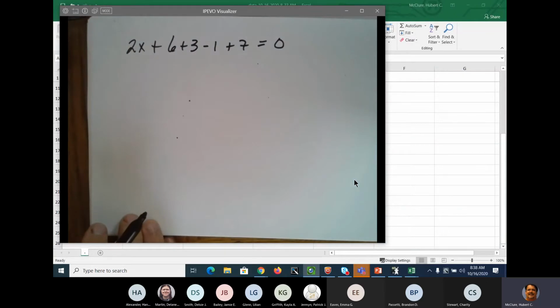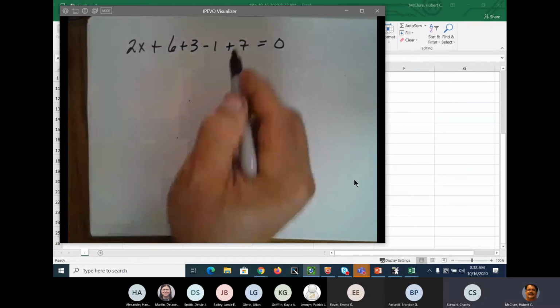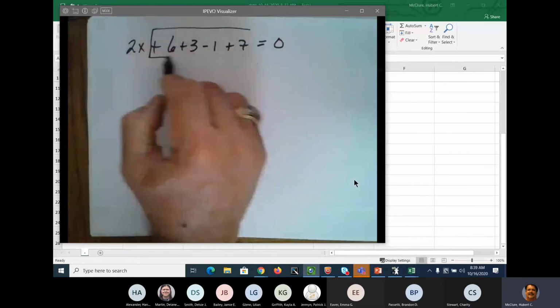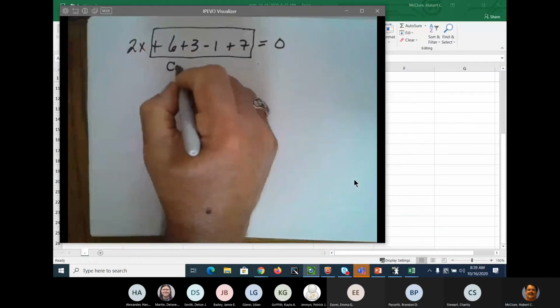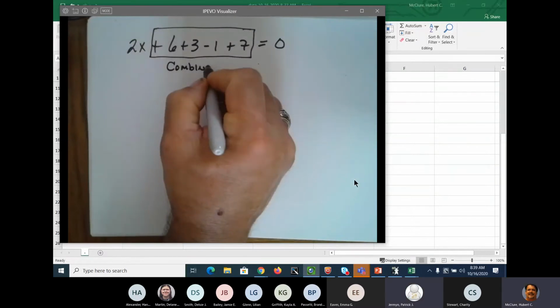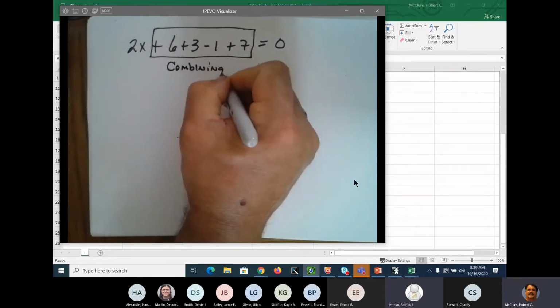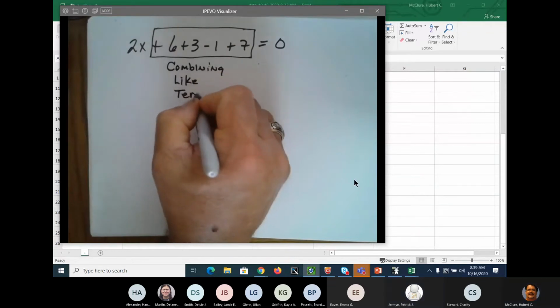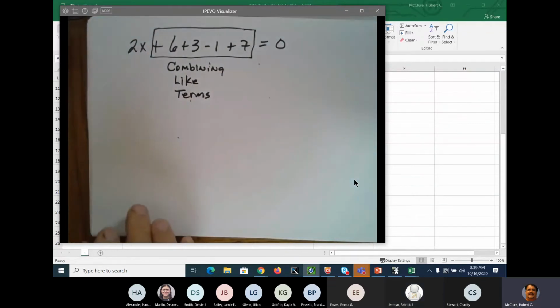What's the first thing you do with an algebraic equation like this? You've got to clean it up. How are we going to clean it up? Come on, people, this is pre-algebra now. Add and subtract those numbers after. Okay, what is that called? It's called combining what? Like terms. Before you start an algebraic equation, you have to clean it up.